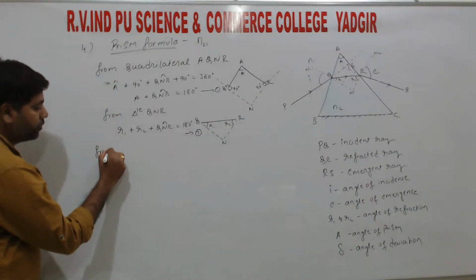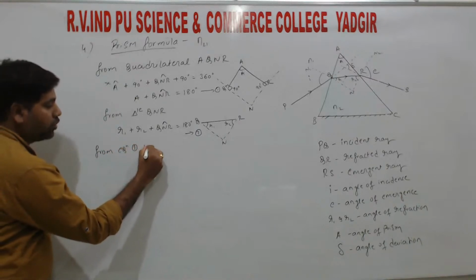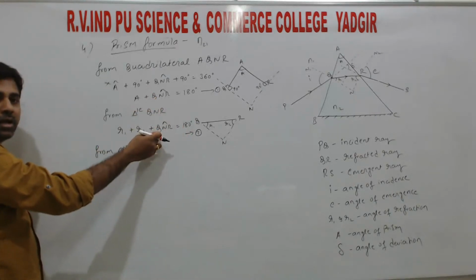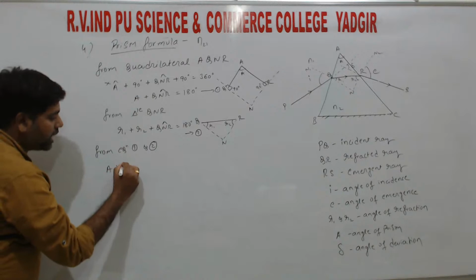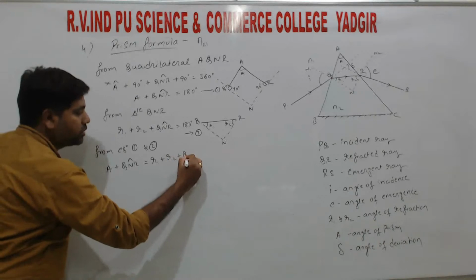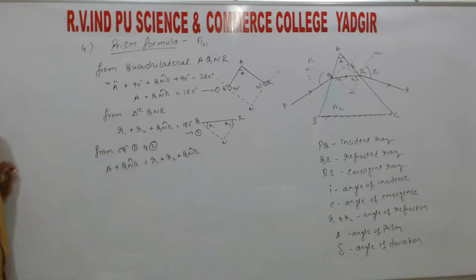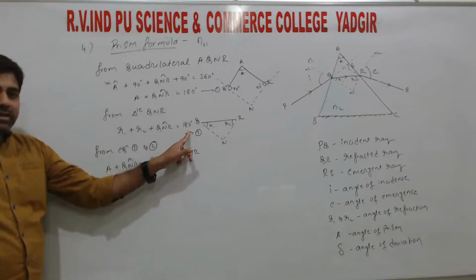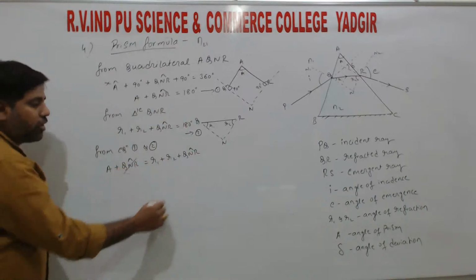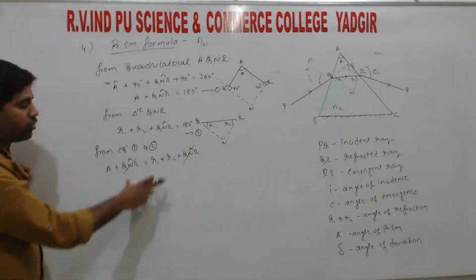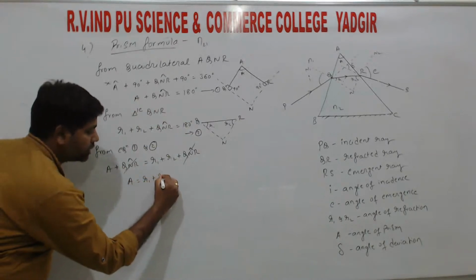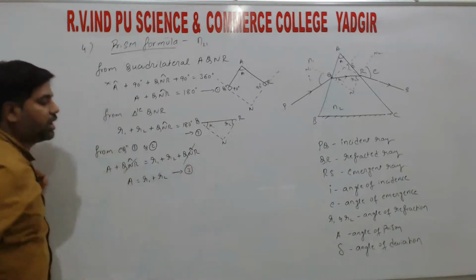From equation 1 and 2, on the RHS we have the same value 180 degree, so we can equate the LHS, right? So A plus angle QNR is equal to R1 plus R2 plus QNR, right? So on both sides angle QNR is present, so we can cancel those two terms. We can write A is equal to R1 plus R2, calling this one as the third equation.